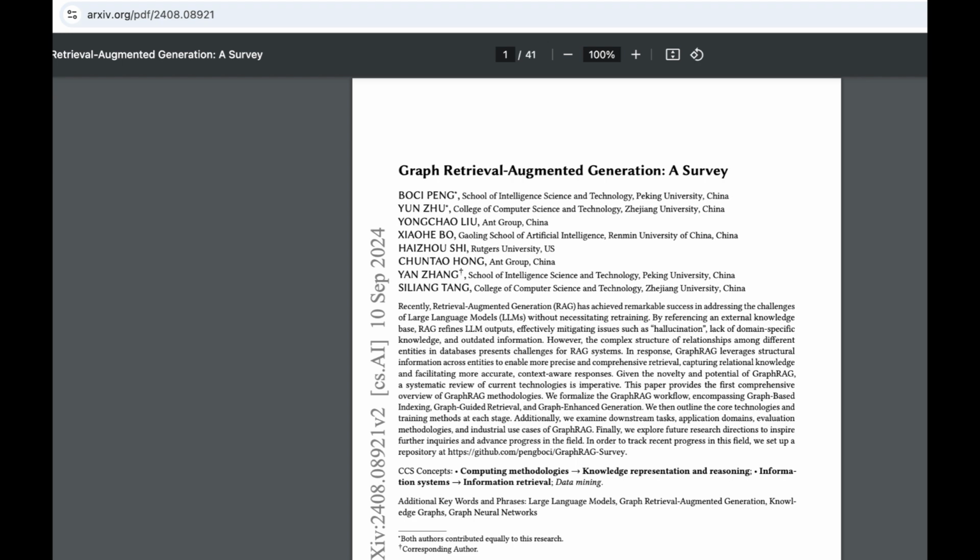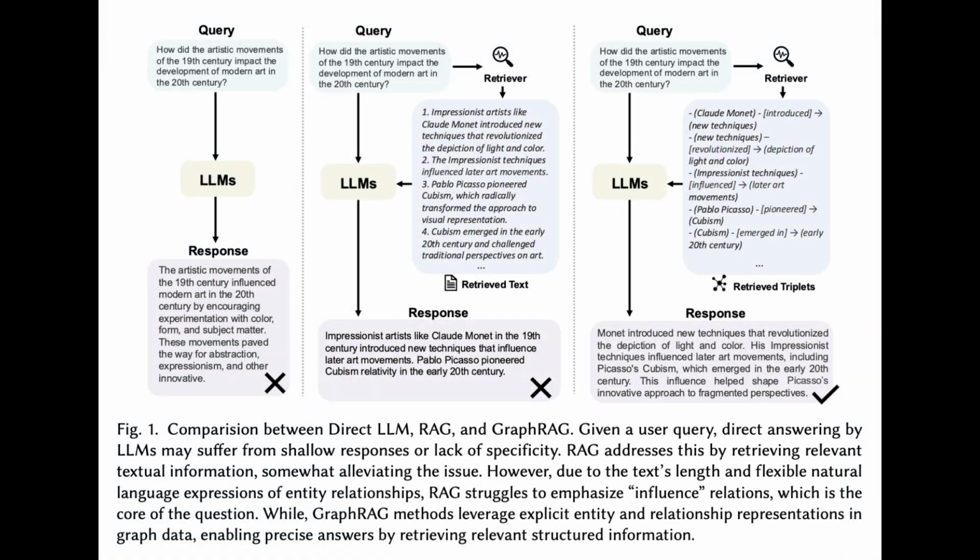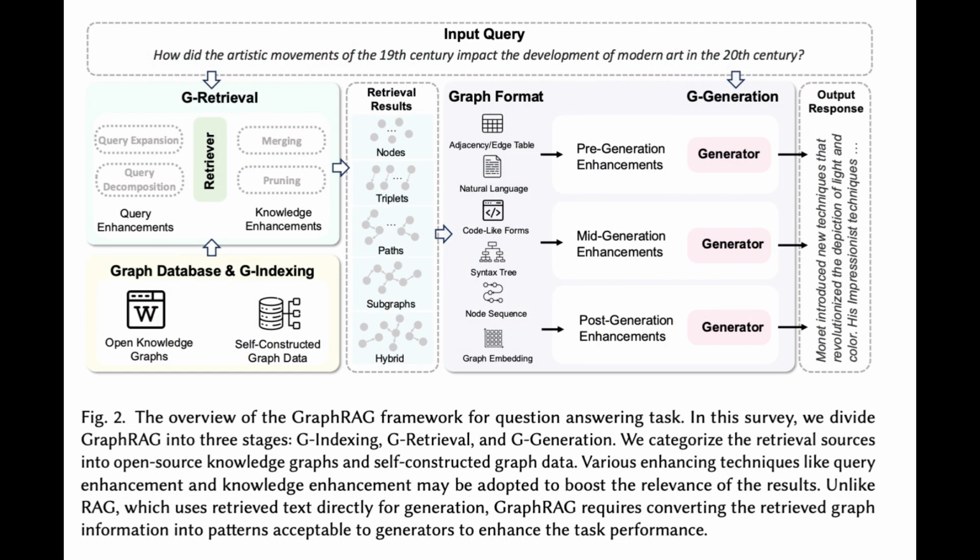This survey provides a systematic introduction to GraphRAG and its key components. While RAG improves on LLMs by retrieving relevant text, it still falls short in capturing deep relational knowledge, leading to incomplete answers. GraphRAG addresses this issue by leveraging the structural information inherent in graphs, enabling more precise and contextually aware responses. The workflow of GraphRAG is divided into 3 parts: graph-based indexing, G-indexing, graph-guided retrieval, G-retrieval, and graph-enhanced generation, G-generation.